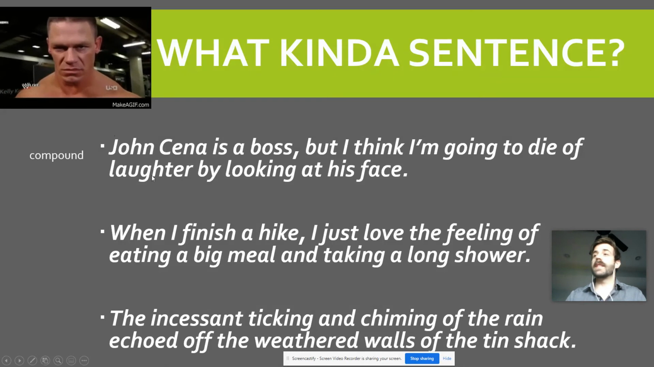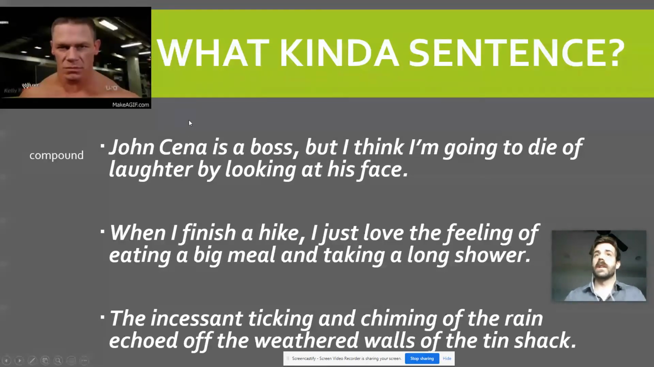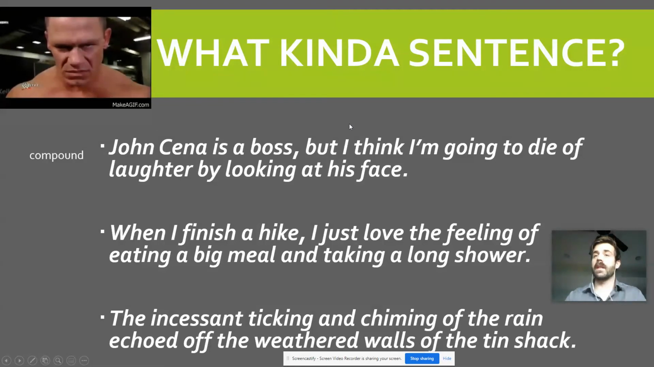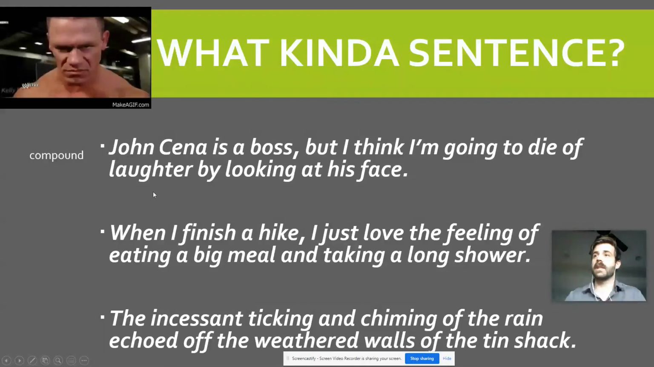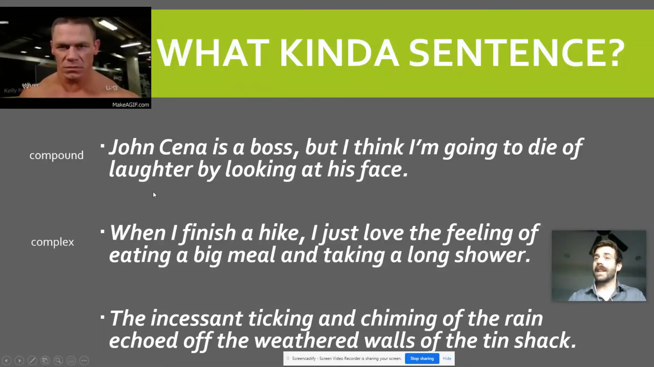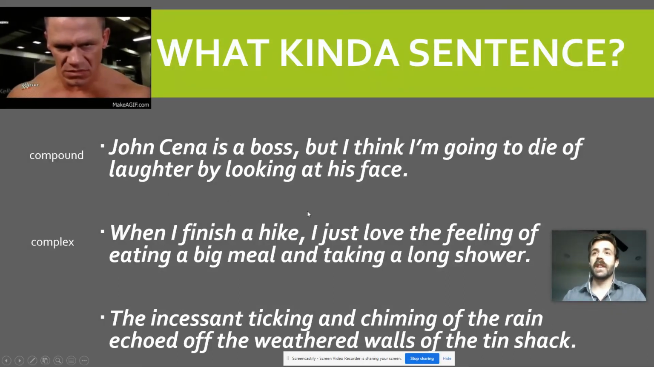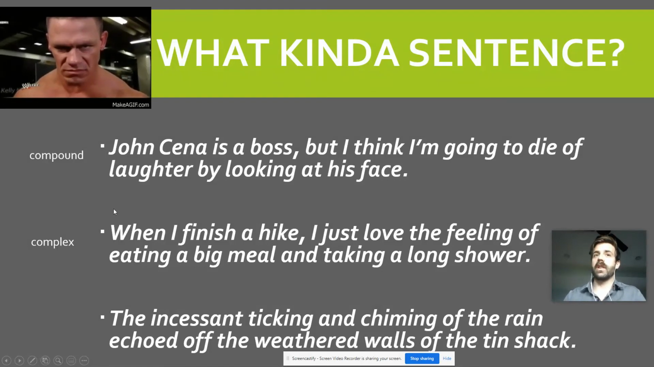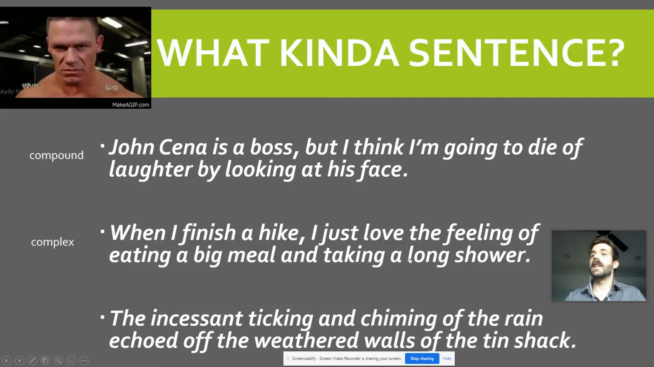First one is a compound sentence because we've got two subject-verb combinations. So independent clause number one is John Cena is. Second independent clause situation is I think. Two independent clauses makes it a compound sentence. Second one is a complex sentence because I have two subject-verb combinations, I finish and I just love, but I have that dependent clause signifier here at the beginning. So this first one is a dependent clause, second part is an independent clause.